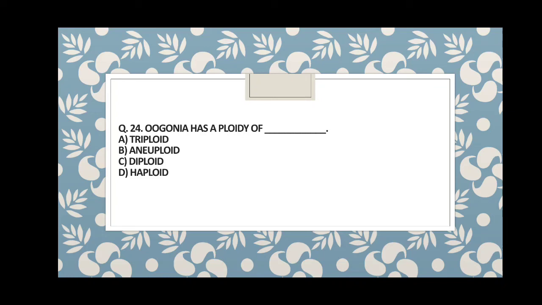Oogonia has a ploidy of? So guys, oogonia are 2N, that is diploid, not haploid, because oogonia are the first one, the precursor. Precursors are always diploid and gametes are always haploid. Remember this. Aneuploidy is something related to no regular ploidy, means not a pattern in the ploidy, or you can say not written in terms of N or 2N or 3N or 4N. That is aneuploidy.